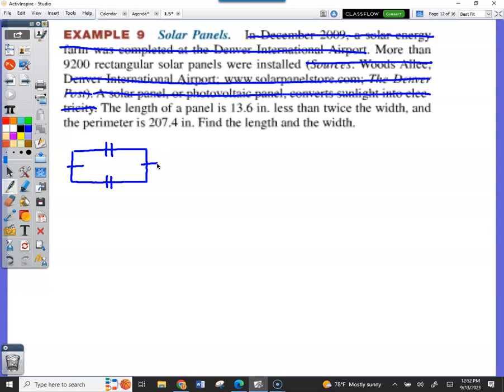They did tell us the length of a panel is 13.6 inches less than twice the width, and they told us the perimeter is 207. And then they asked us to find the length and width. Well, what do you think that's going to represent? L and W. I do make my L in a lowercase cursive so it doesn't look like a 1. I'm just writing like an L.